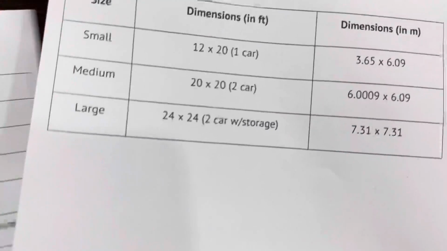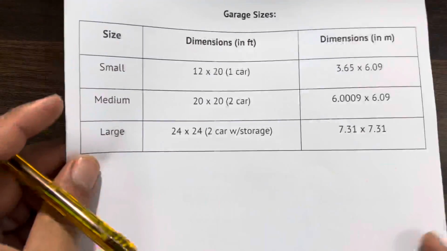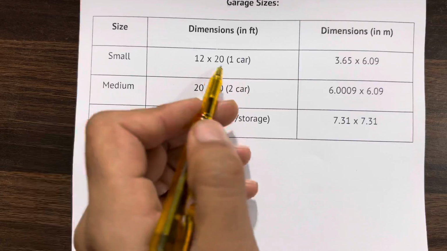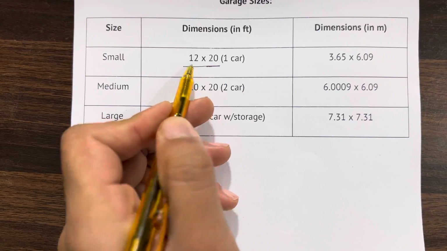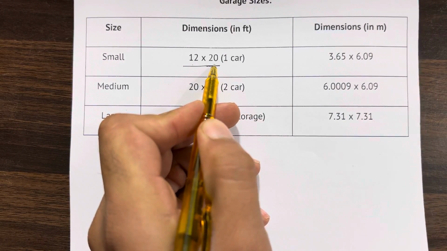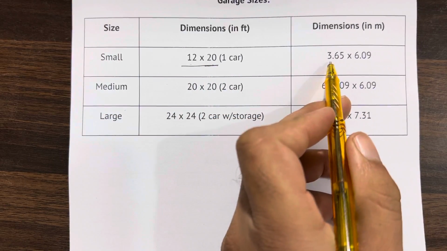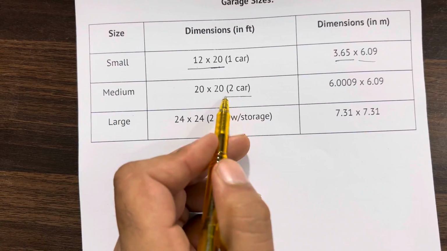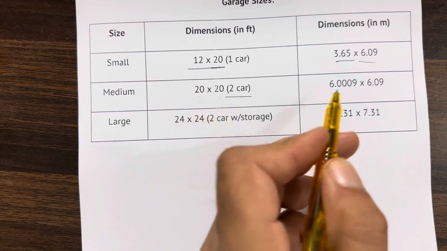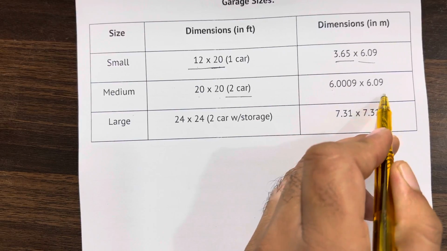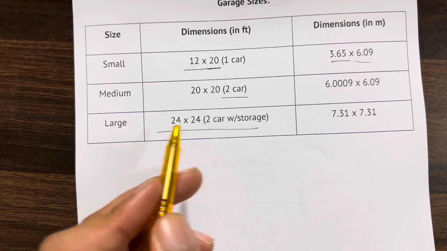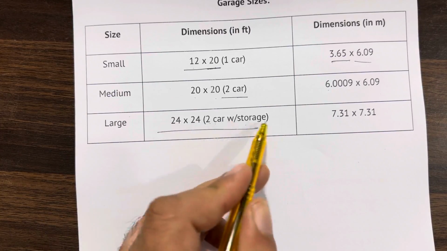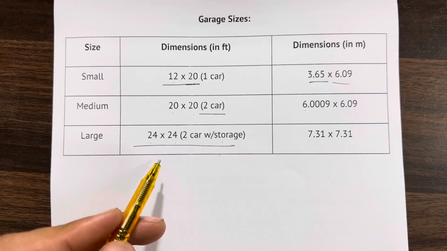Now let me guide you for garage sizes. For small garage, you can park one car. The size is 12 by 20 feet, the width is 12 feet and length is 20 feet. And here you can see 3.65 by 6.09. For medium, you can park 2 cars, so 20 by 20 feet or 6 meter by 6.09 meter. In large, you can use 2 cars plus storage. With storage, the size of garage is 24 by 24.